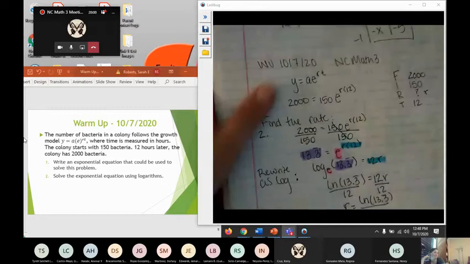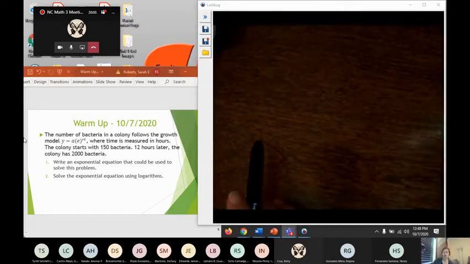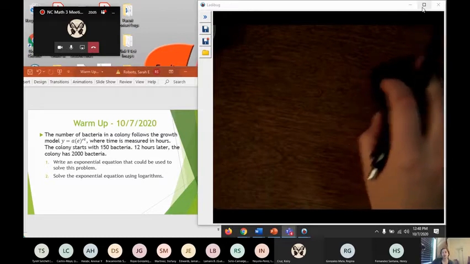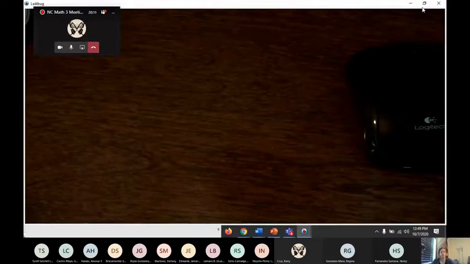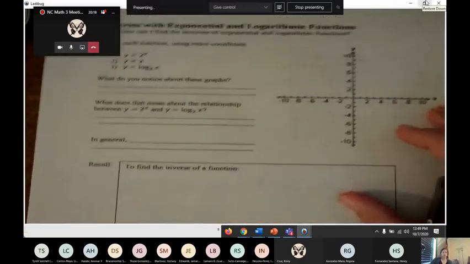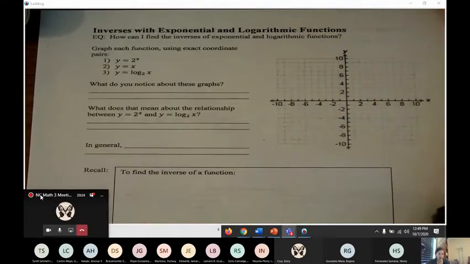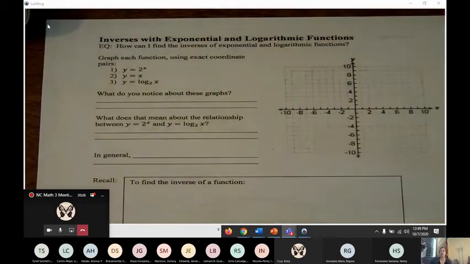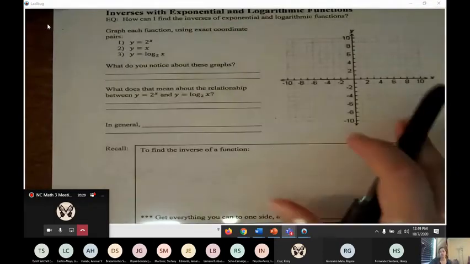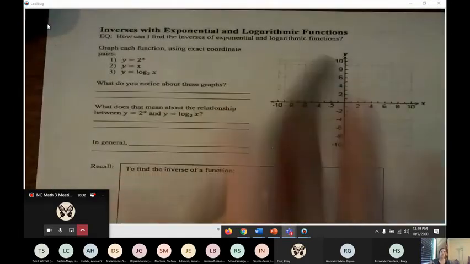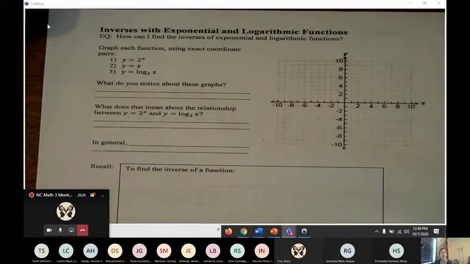Then we're going to go ahead and start notes for our day. So let me make this bigger. Thank you to my volunteers from the warm-up, Henry and Katie. All right, so today we're talking about the inverses with exponential and logarithmic functions. We kind of talked the other day about how exponential and logarithmic functions are inverses, and we want to explore this a little bit further.